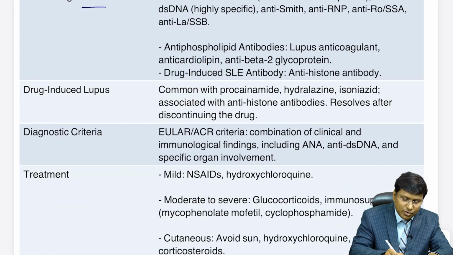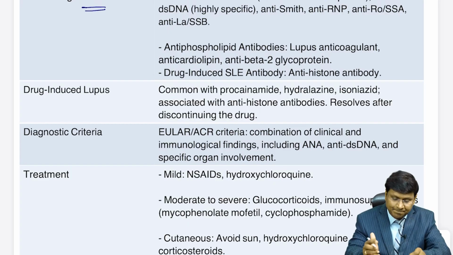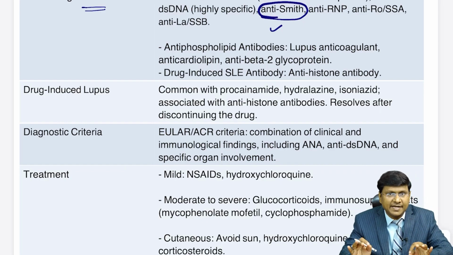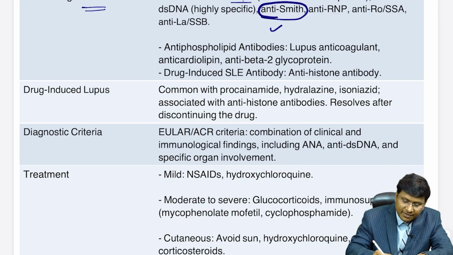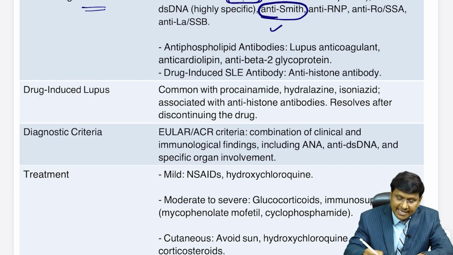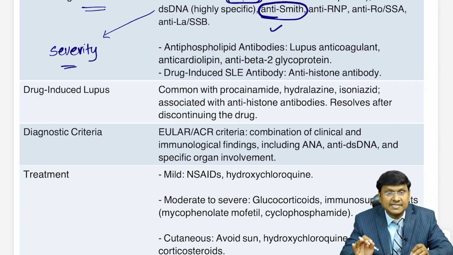Now, what will be the immunological markers? The immunological markers, as I have said, are mainly the antibodies. What is the most specific antibody? Most specific antibody will be anti-Smith, right? And then what is the most sensitive antibody? Most sensitive antibody will be anti-nuclear antibody, right? And the antibody which will tell you about the disease activity will be anti-dsDNA. So anti-dsDNA is the antibody which will tell you about the disease activity, right?